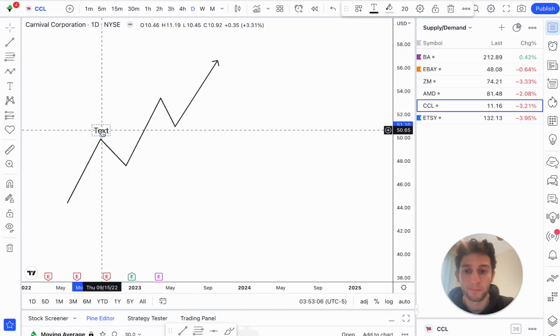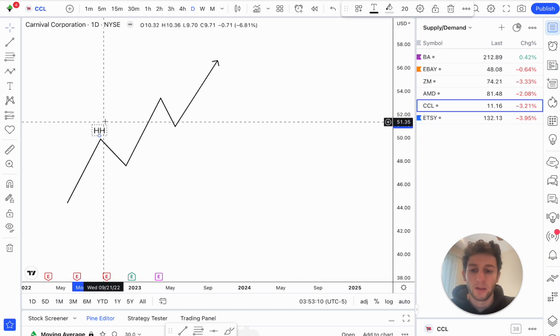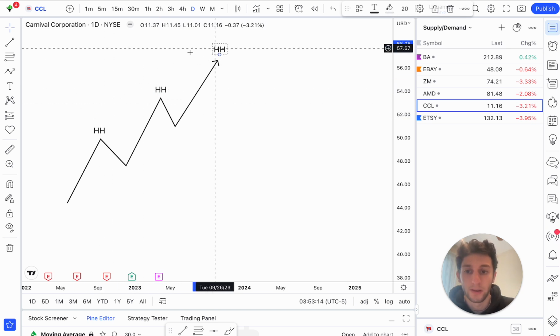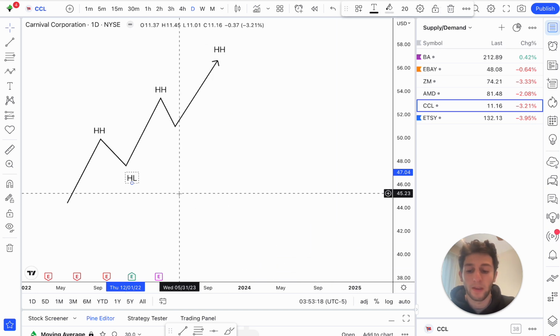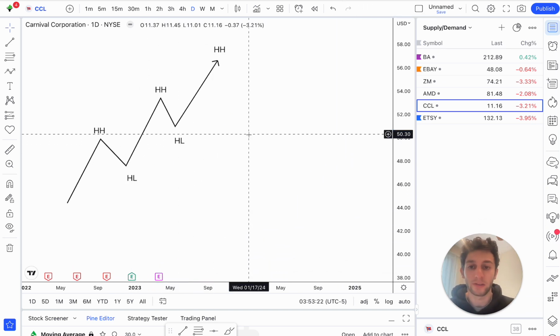So if I click here, go to settings, we have our higher high here. We also have a higher high here and a higher high here. Now, if we go down here, we also have a higher low and another higher low right here. So obviously, when we're making higher highs and higher lows, that's going to indicate that we are in an uptrend. It's pretty simple, very easy.